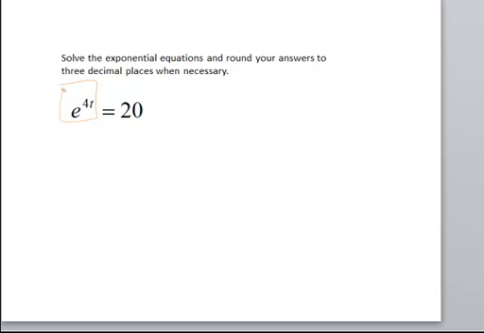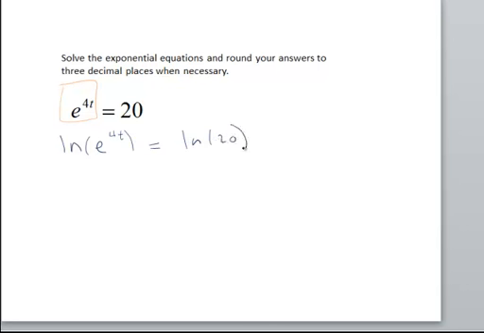We only have one term, it's on the left-hand side, it's already isolated. So now what I need to do is figure out how do I get access to that exponent. We're going to go ahead and use our inverse property. So I'm going to take the natural log of both sides of my equation. I can do this because exponential and logarithmic functions are one-to-one.